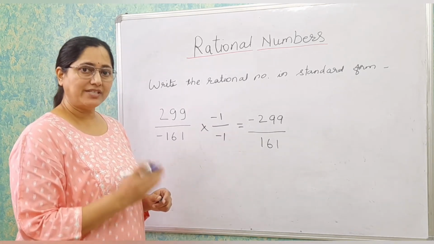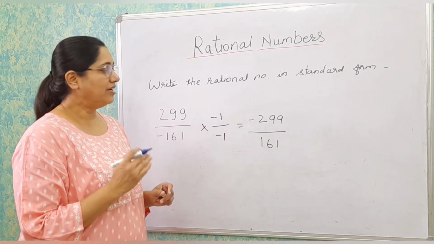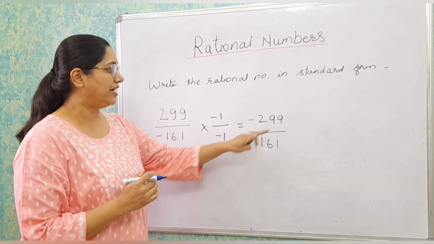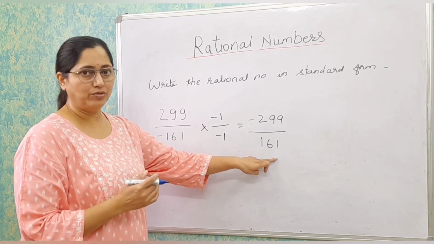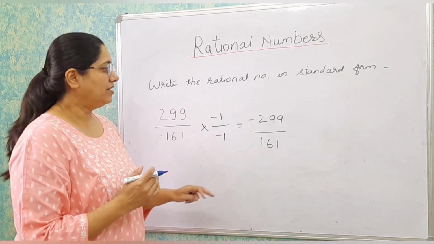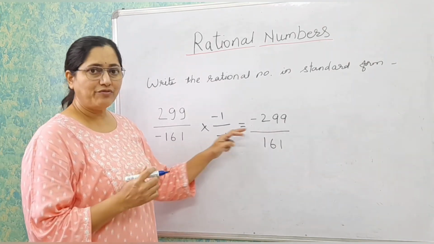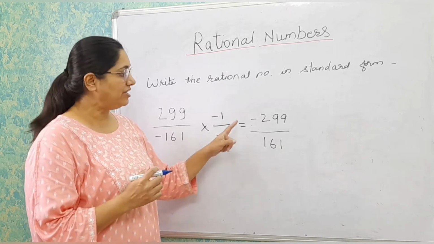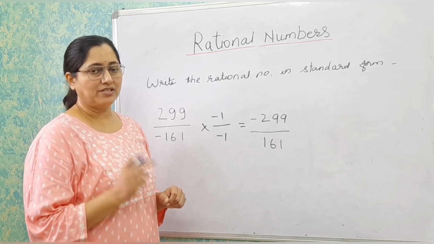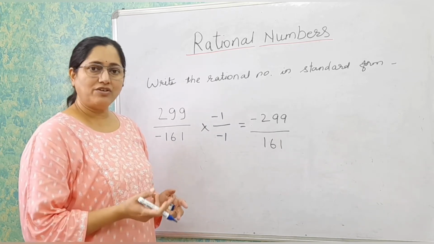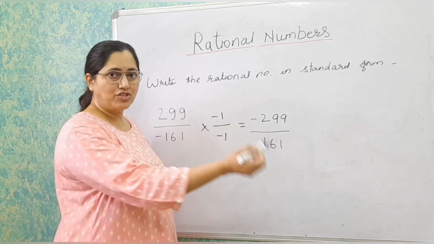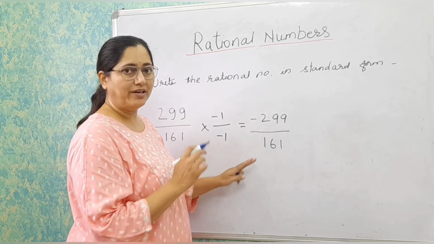Now we will fulfill the second condition. The second condition is that there should not be any common divisor other than 1 which can divide both 299 and 161. For that we have to divide these two numbers with a common divisor. Now we will find out the HCF of these two numbers and then divide them by the HCF. To find the HCF, there are two methods. The first one is very simple and you must have learned it in your lower classes. The second method is the division method. Right now I will show you how to find the HCF by the division method.